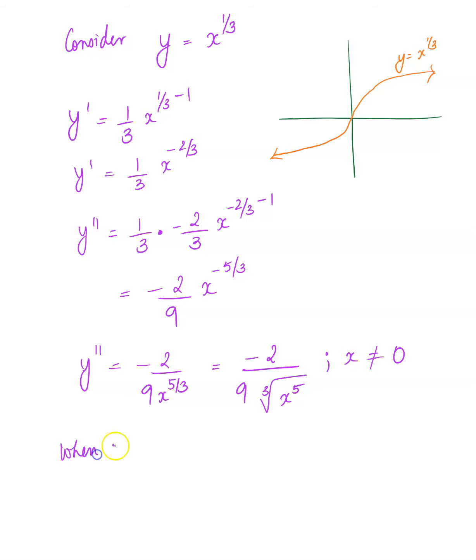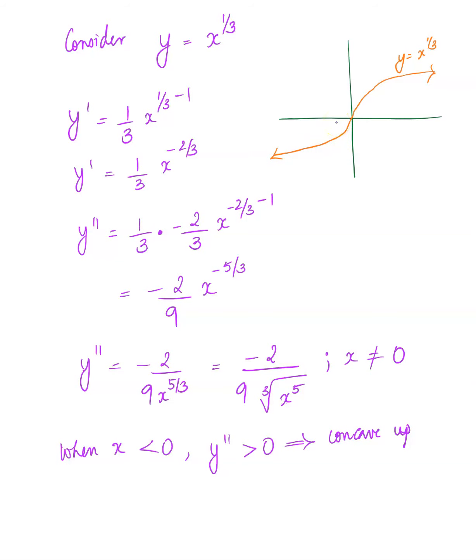When x is negative, you are going to get a negative quantity, negative x to the power 5, so that also is going to come back as a negative. So the cube root of a negative quantity will come back as a negative value, right? Therefore, y double prime will be the negative of a negative quantity, which will make it positive, which implies concave up. And see the graph. The graph is concave up, right?